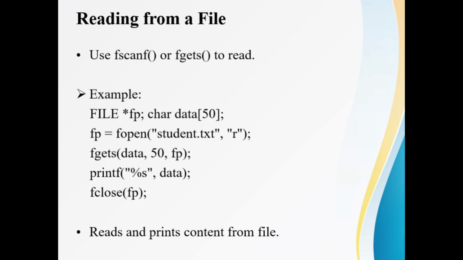Then the next line is the printf function. It prints the content of data on the screen. So finally, we use the fclose function to close the file. So if the file student.txt contains "hello students", the program will output "hello students".